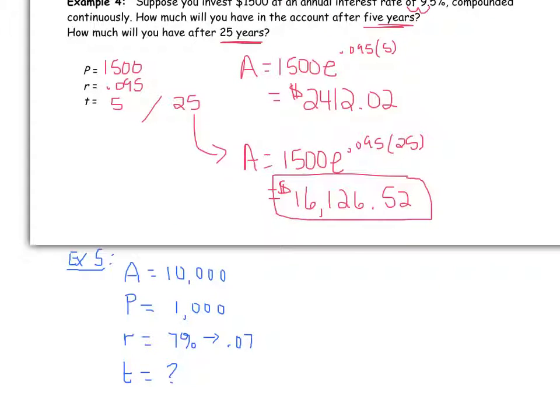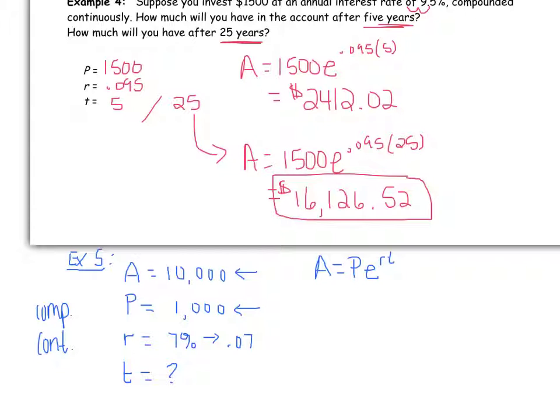Okay, so for this next example, I want you to write this down. Let's say that you want to have $10,000 and you're going to originally invest $1,000 at 7% interest that is compounded continuously. Okay? And you want to know how many years it is going to take for you to get the $10,000. Well, you know you're going to use the formula A equals P times e to the rt.